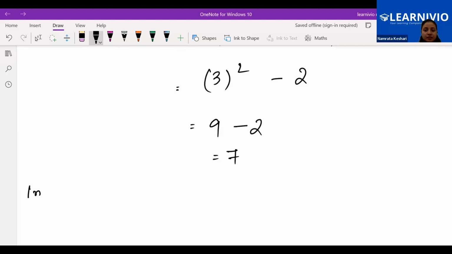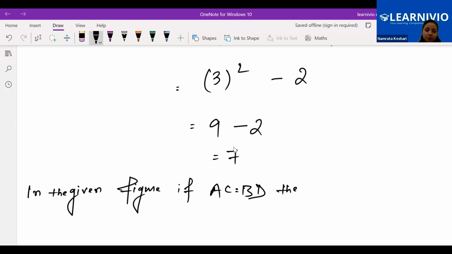In the given figure, if AC is equal to BD, then prove that AB is equal to CD. A, B, C, and D. Yeah, do it.